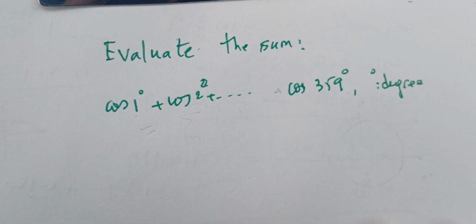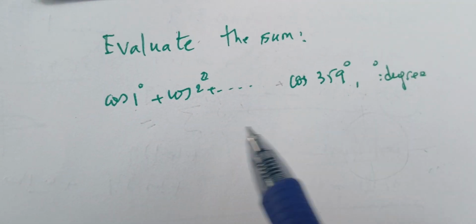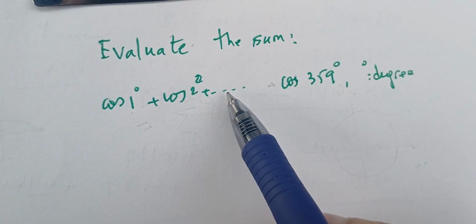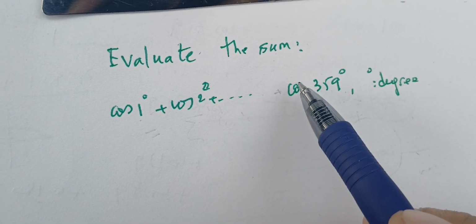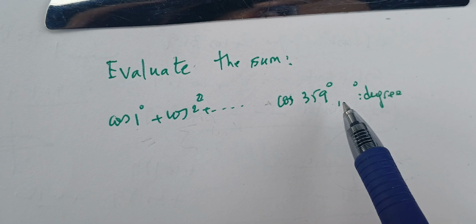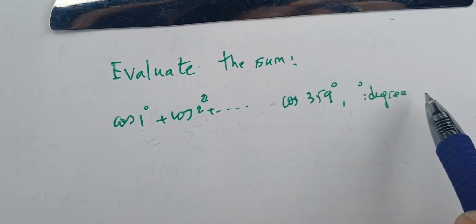Welcome back. In this video, we're going to evaluate this sum here: cosine of 1 degree plus cosine of 2 degrees plus cosine of 3 degrees, and so on, until we get to cosine of 359 degrees.